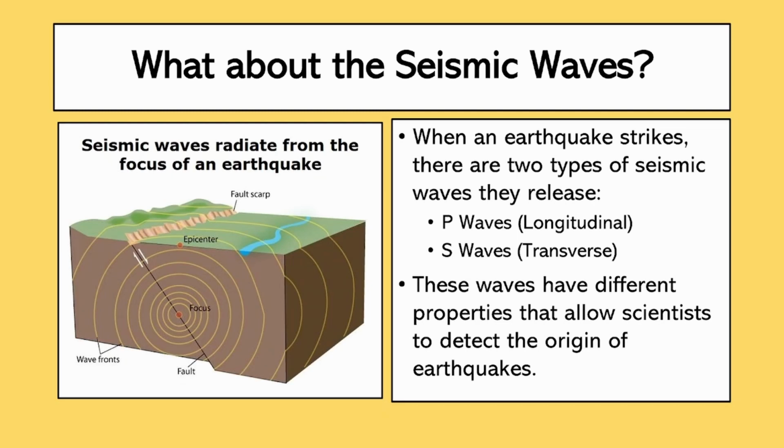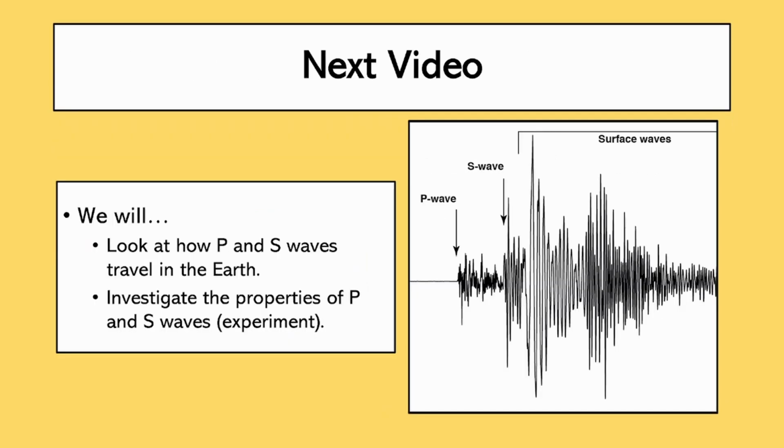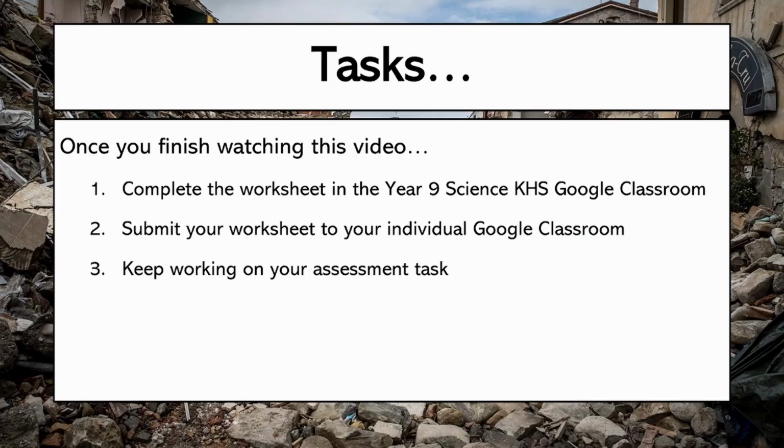Now, these waves have different properties that allow scientists to detect the origin of the earthquakes. We're not going to touch on that today. We're going to touch on that in the next video in Earthquakes Part 2. But for now, it's important to remember the two different types of waves. So we've got P waves and we've got S waves. P waves being longitudinal and S waves being transverse. In the next video, we're going to look at how S and P waves travel in the Earth, and we're going to investigate the properties of S and P waves. So you guys are actually going to do an experiment at home, which hopefully will work out, but I reckon you guys will enjoy it.